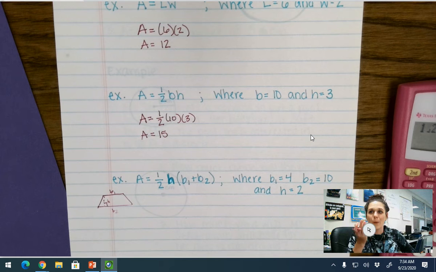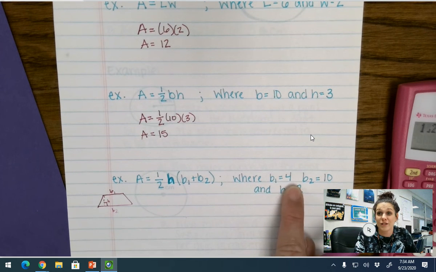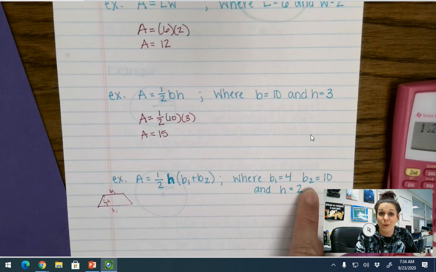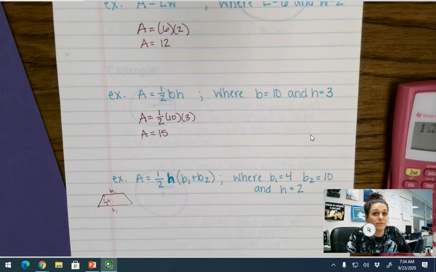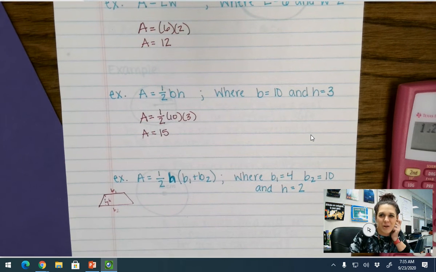All right, so I want to see what you guys do. So go ahead and try to find. It's telling me that base 1 is 4, base 2 is 10, and the height is 2. So go ahead and pause or fill in this answer. I'm curious, what are you going to get for this?